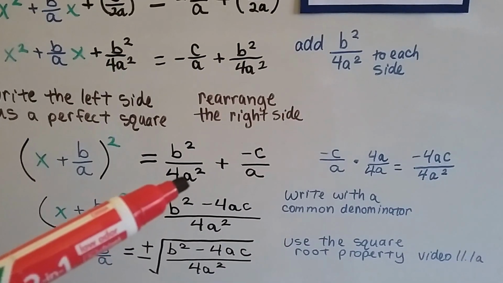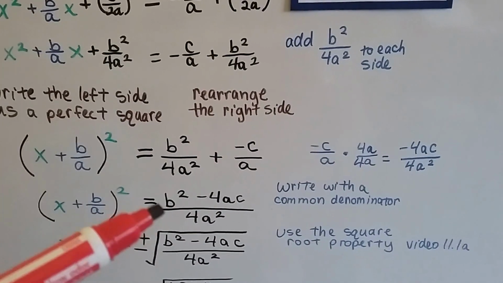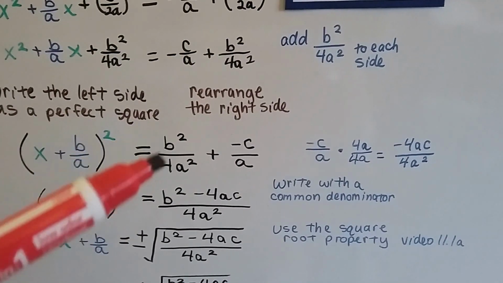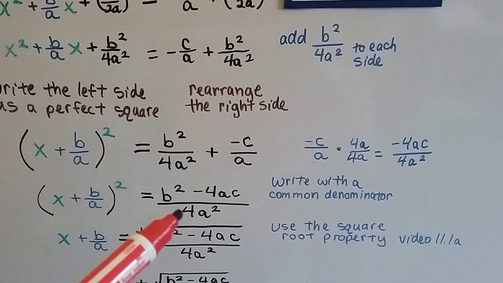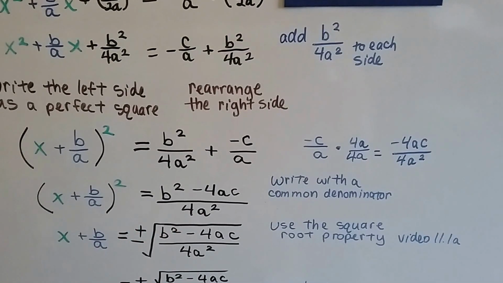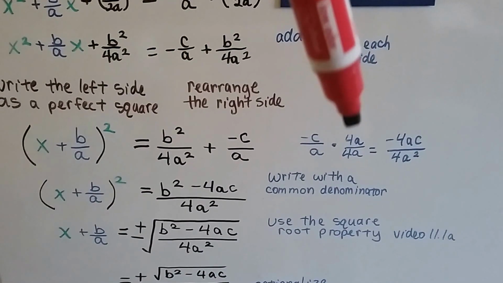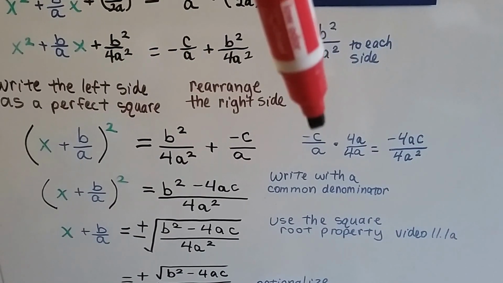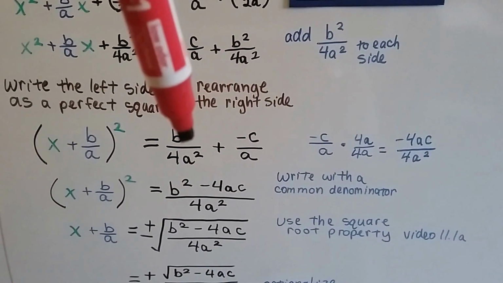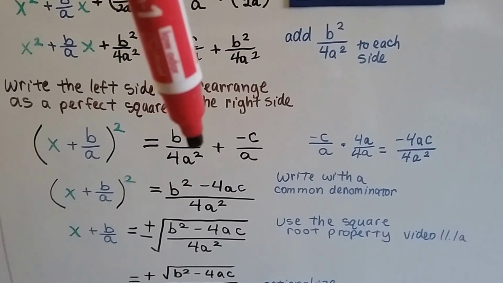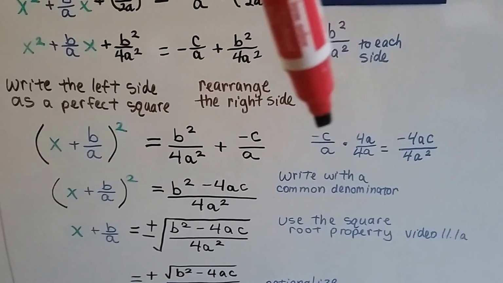So now they have the same denominator. We can just use one fraction bar and put b squared minus 4ac over the 4a squared. Do you see how I did that? I multiplied the numerator and denominator of this negative c over a by 4a over 4a so that it would have the same denominator as this one. And now it does, but the top part is a negative 4ac.